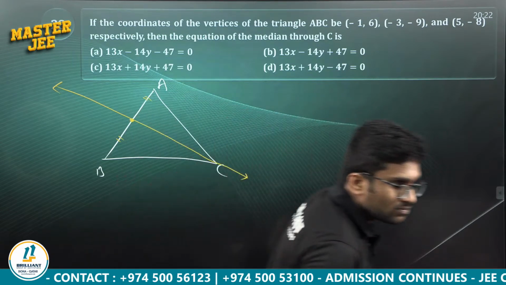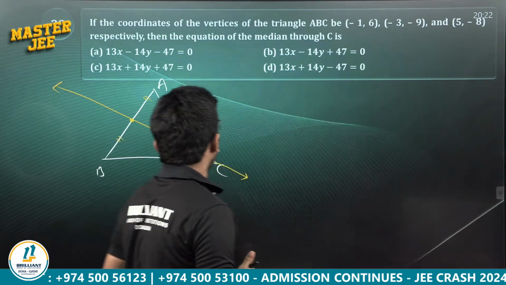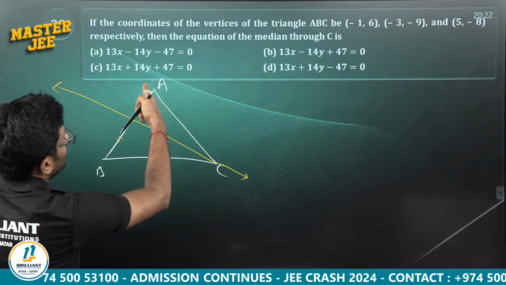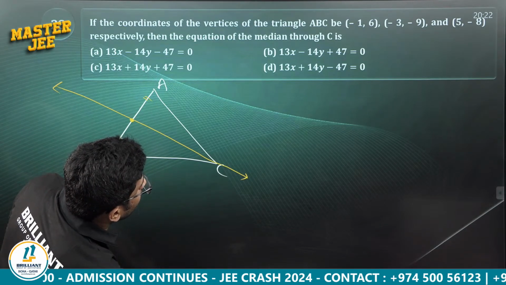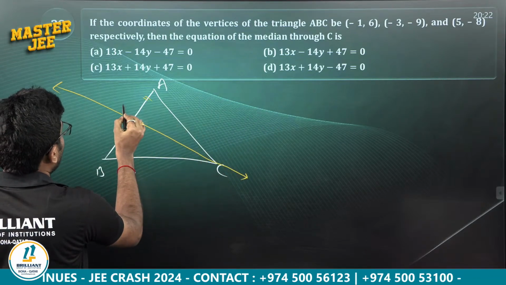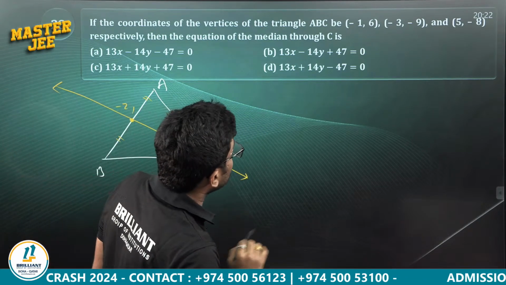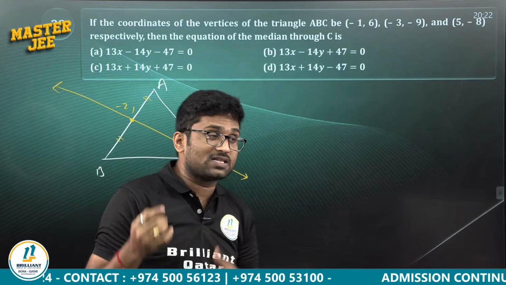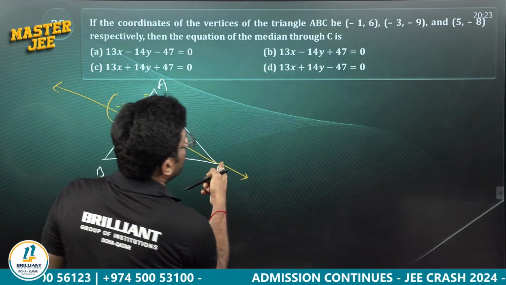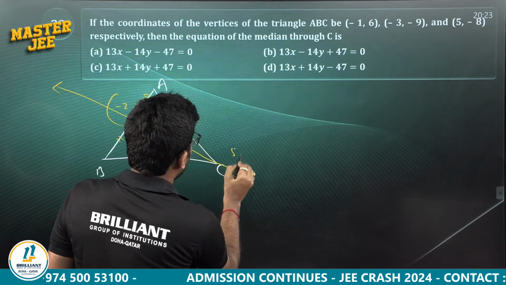Okay, finding the midpoint of AB. Very good, friend, very good, Vaishu. Find the midpoint of AB. Midpoint of AB will be (1 minus 3)/2, comma (6 minus 9)/2. So minus 2 comma 6 minus 9, which is minus 3, so minus 3 by 2. That's it. And coordinates of C we know: 5 comma minus 8.